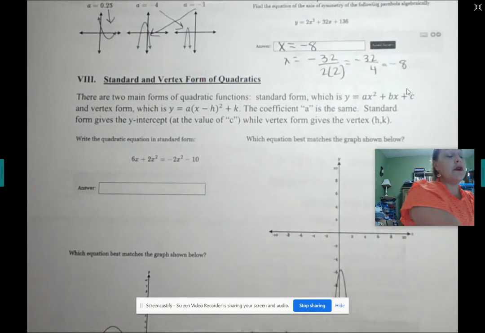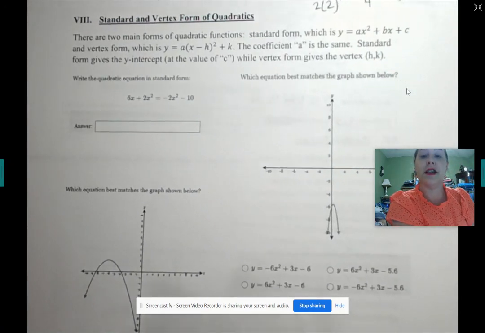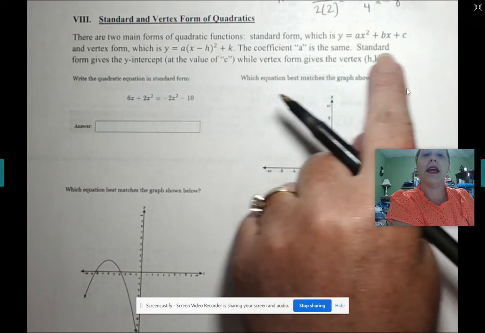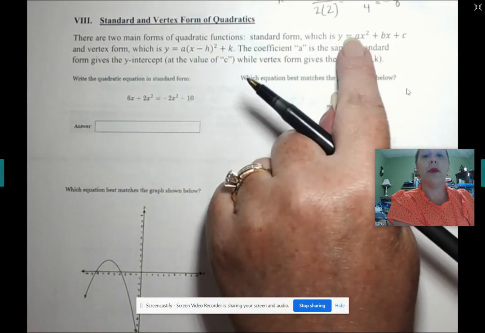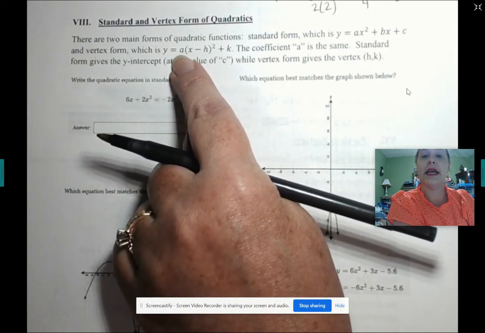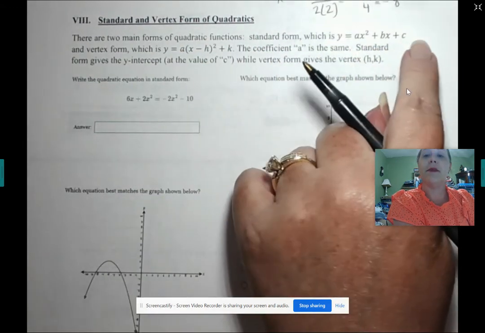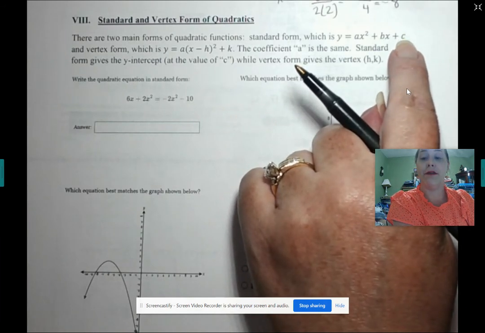Now there's 2 forms of quadratics mainly. There are a couple others, but the 2 that we use the most, standard form, which I already talked about, and vertex form, which looks like this. In both cases, a tells you what direction the graph's going and how wide it is. In standard form, this back number gives you the y-intercept of your graph. So that's important. None of the other forms give you the y-intercept.